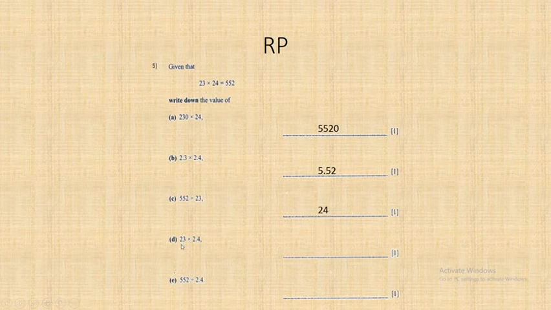Here, question number D, it's 23 times 2.4. So I only moved 1 step to the left here with the decimal point. So I will move 1 step to the left in the answer. So it's going to be 55.2.